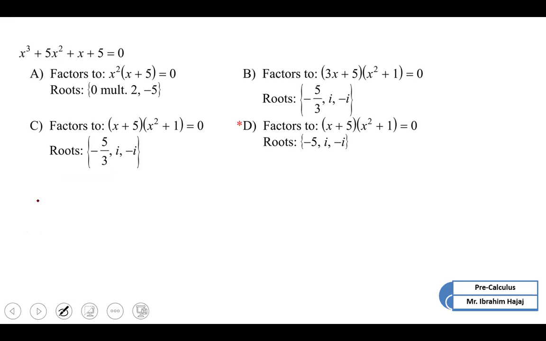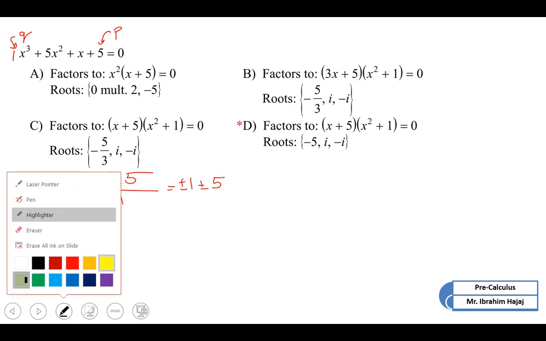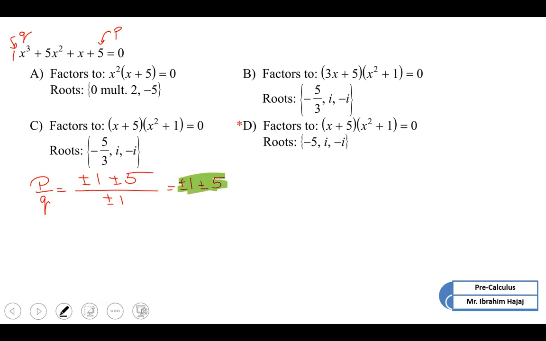In this kind of question, we should start first by finding all possible rational zeros, p over q. p lists all factors of 5, and q is the leading coefficient, which is 1. So it's positive or negative 1 and positive or negative 5, over positive or negative 1. So we divide them all, and it gives us positive or negative 1 or positive or negative 5. Now we have 4 possible rational zeros: positive 1, negative 1, positive 5, negative 5. We can pick one of them and test.